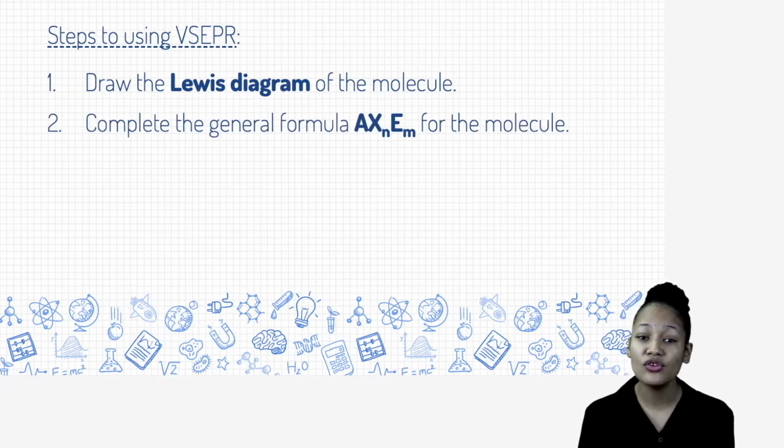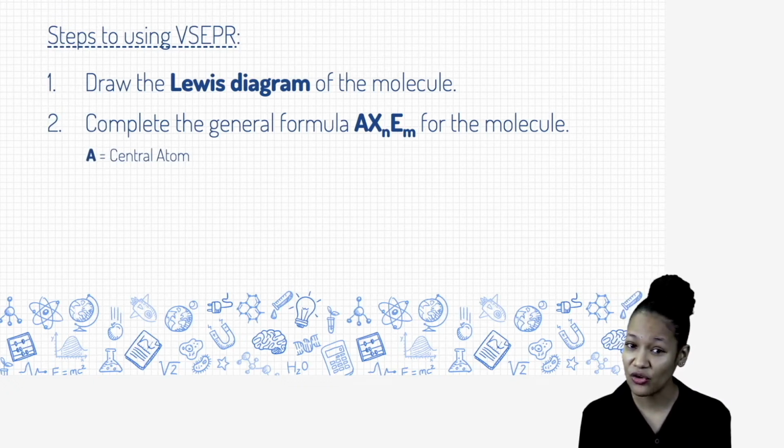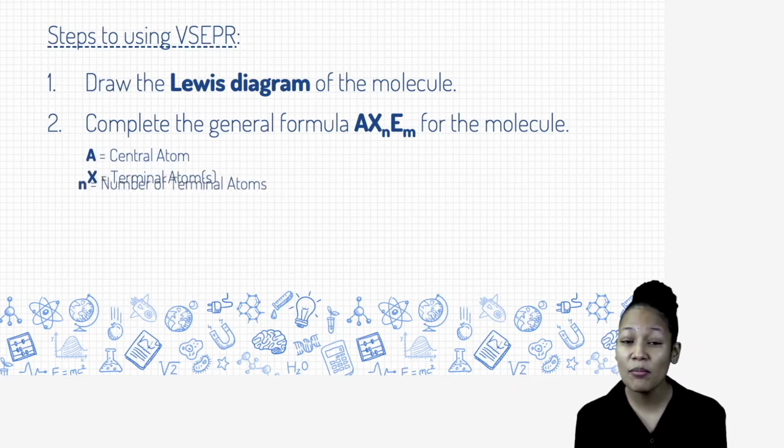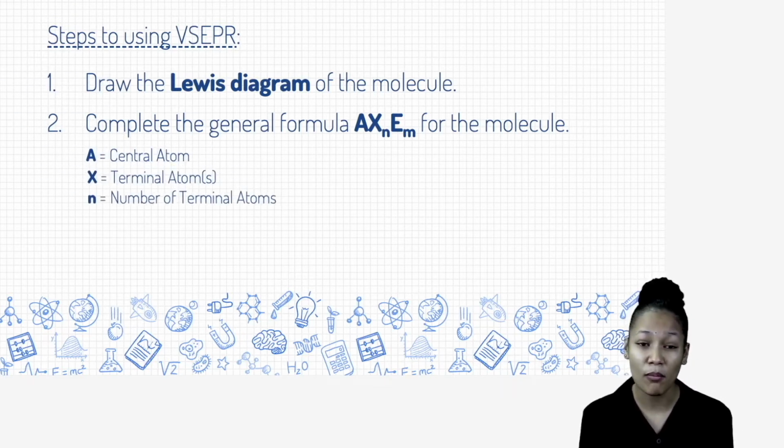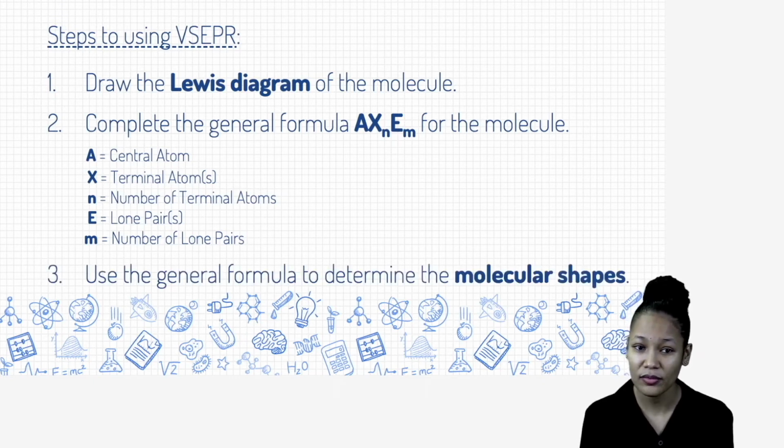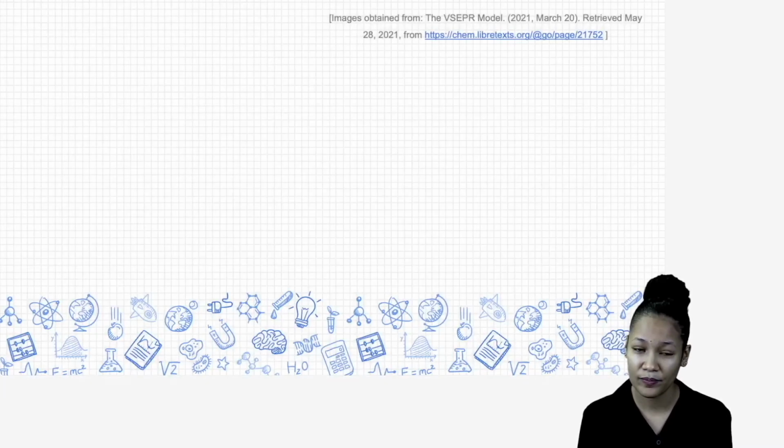Number 2, you need to complete the general formula. In the general formula that you can see on the screen, the A represents the central atom, X represents the terminal atoms. The number of terminal atoms that you will find in the molecule is represented by the n, E stands for the lone pairs, and m is for the number of lone pairs that you will find specifically on the central atom. When you have completed the general formula, you can then use this general formula in order to determine the shape of the molecule.